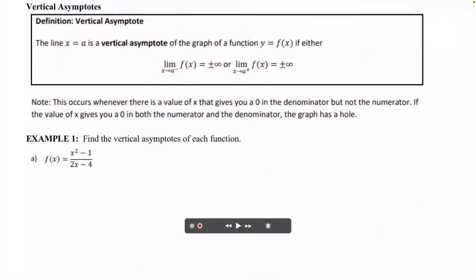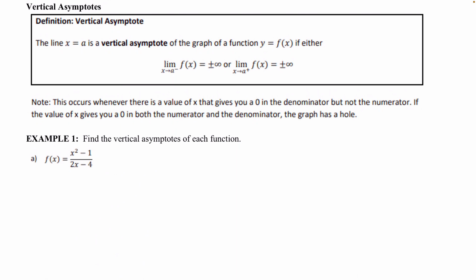So how do you find where an asymptote is? How do you know something has an asymptote, or where the asymptote is, if you know it does? The definition actually uses a limit, but the easier way is to look for any value of x that gives you a 0 in the denominator. If the value of x gives you a 0 in both the numerator and denominator, that means a hole. So if I plug in a number and it gives me 0 on top and 0 on bottom, that's a hole.